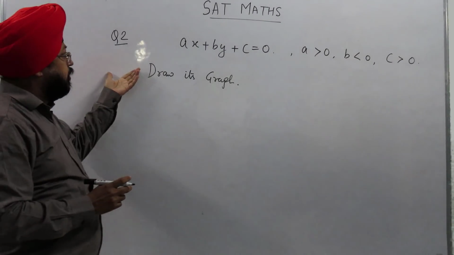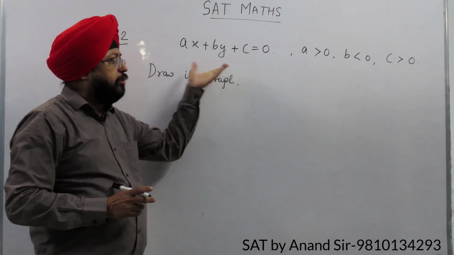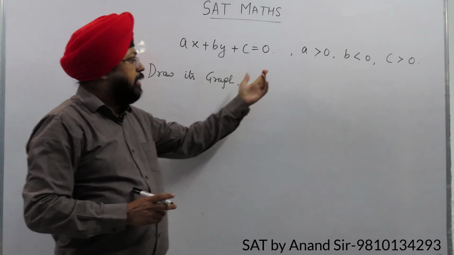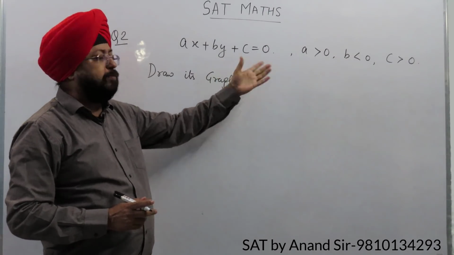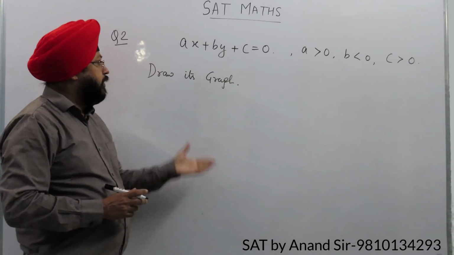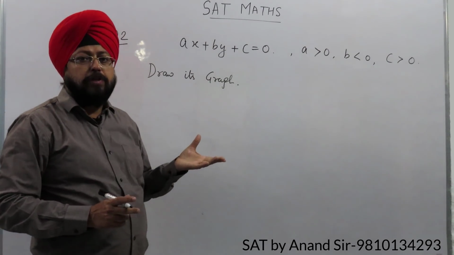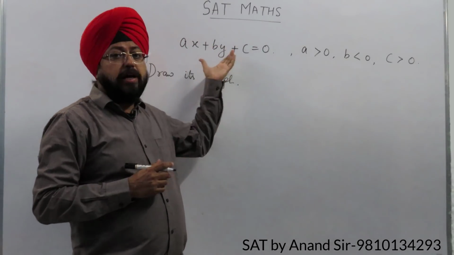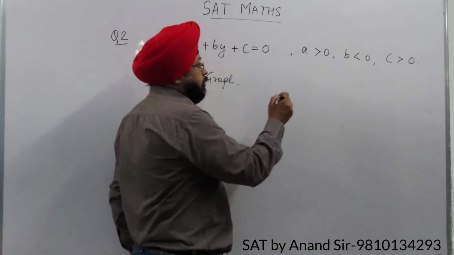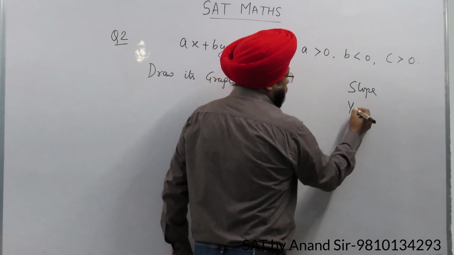So here's another question. We are given a line ax plus by plus c equals 0. This is a linear equation. A, which is the coefficient of x, is positive. B is negative and C is positive. This is given in the question. We are required to draw its graph, that is to represent it on a graph. See now students, just remember one thing. Whenever you are representing a line on a graph, you will see the slope of the line and the y-intercept.